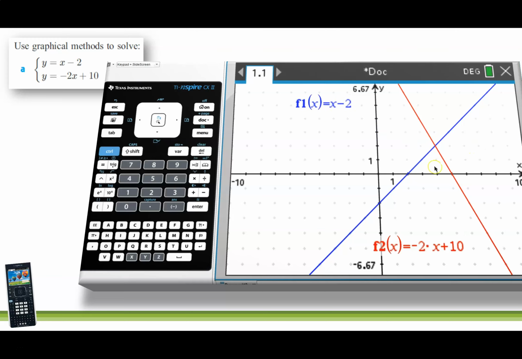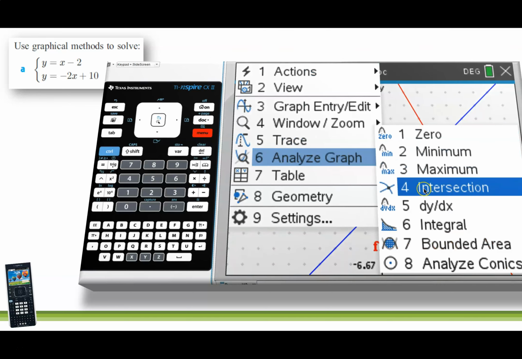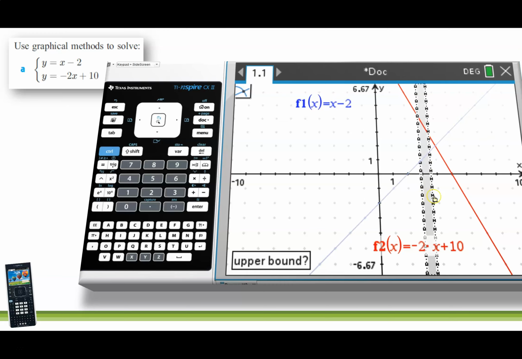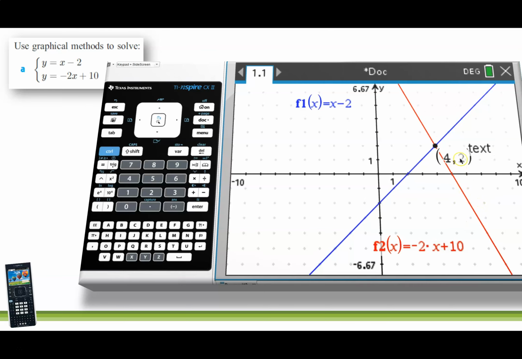And if I wanted to find out where they cross, there's a macro for that. We go into menu and we do analyze the graph, number 6, and we can look for option 4, where do they intersect? And we take this line, and it's called the lower bound, and we try and position it to the left of where we can see the intersection is. Then the command changes to upper bound, and I click on the other side of the intersection, which is to say to the right of it, and you can see there that they found that the location of the intersection is indeed 4, 2. Now that's pretty handy to have the calculator doing that for us.